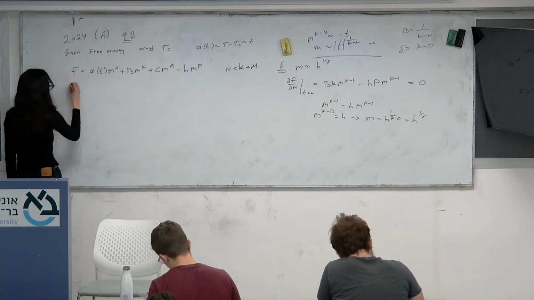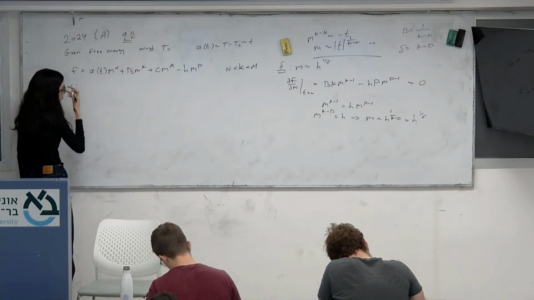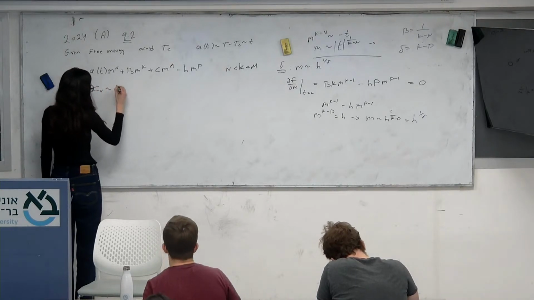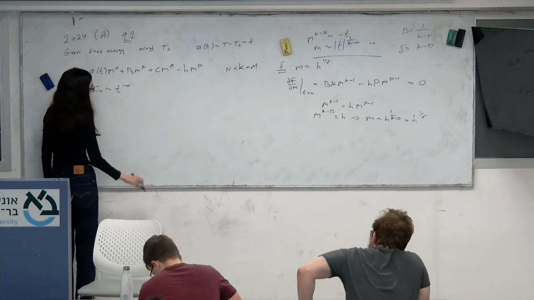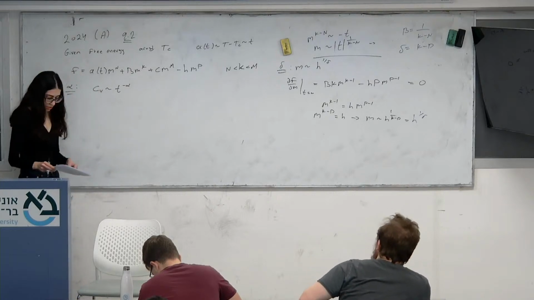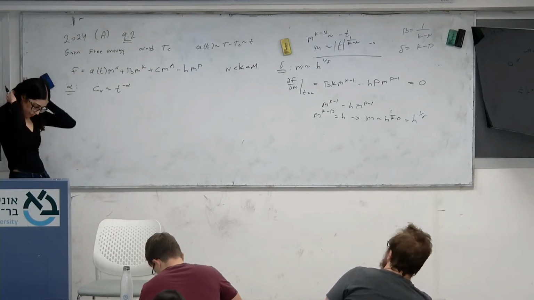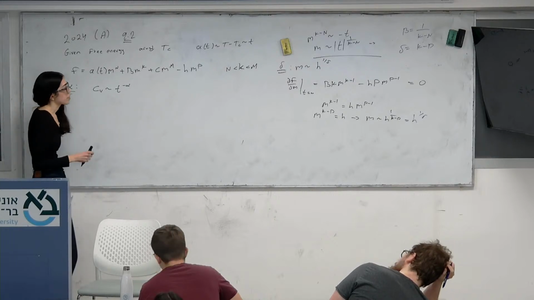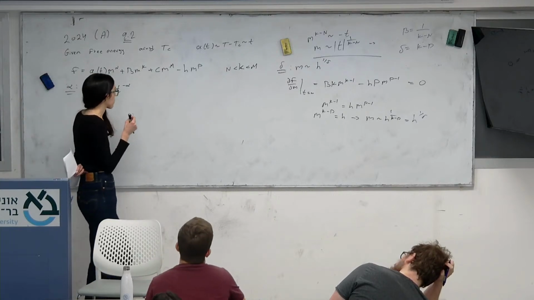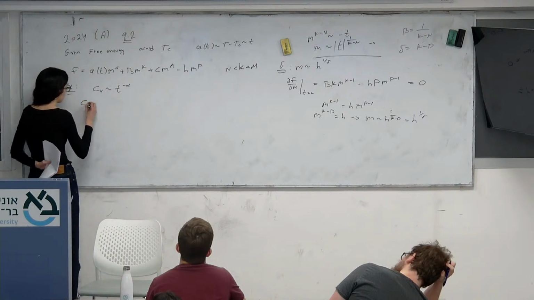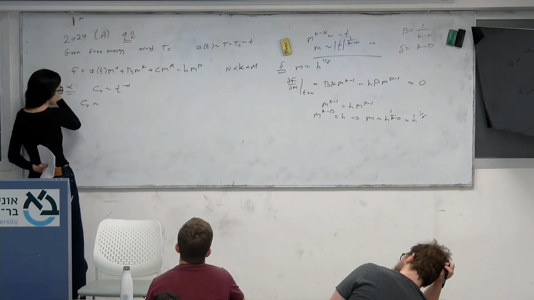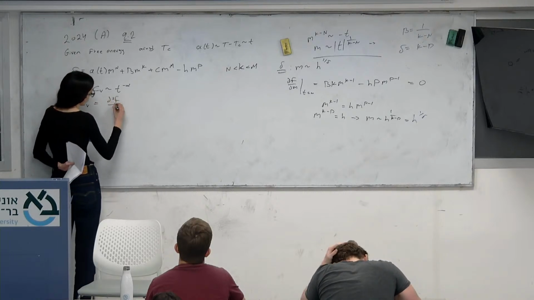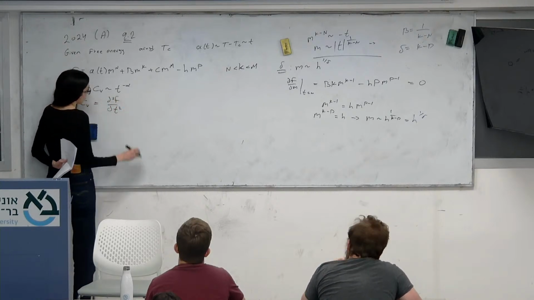Okay, let's go to alpha. So alpha is for the specific heat, so C_V goes as T to the power of minus alpha. Okay, so the specific heat is basically related to the second derivative of F with respect to the temperature.